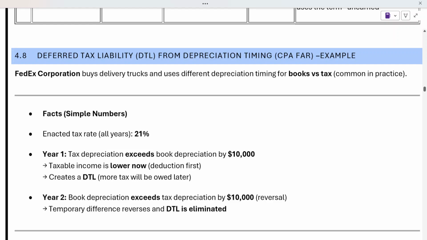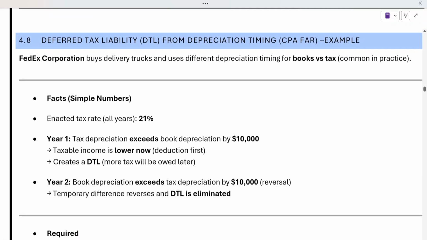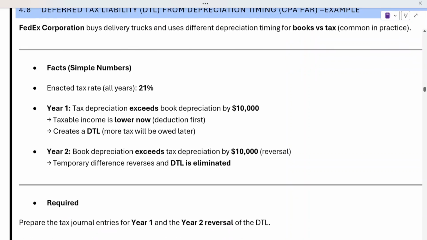Okay, so now let's see an example, a long form example of deferred tax liability from a depreciation timing perspective. There's a company, FedEx Corporation, and they buy delivery trucks and use different depreciation timing for books and tax, because this is very common in practice. The federal tax uses a different method of depreciation versus GAAP. Now the enacted tax rate is 21%.